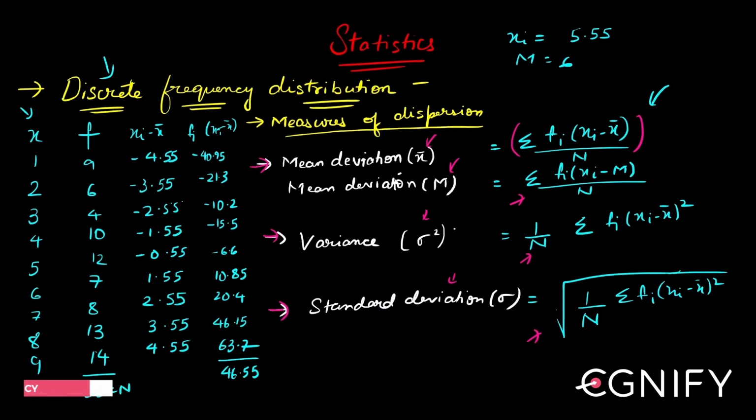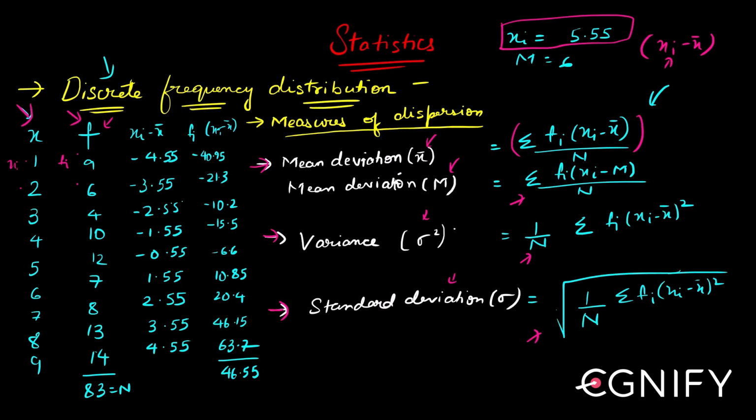So what is sigma fi into xi minus x bar? This is your x, your quantities, your data points, and this is f, the frequency. Every x is called an xi and its corresponding fi exists. So for 1 the fi is 9, for 2 the fi is 6, something like that. Now we've already calculated the mean for this distribution, that was 5.55 in the previous case. After that, what you have to do is make the table of xi minus x bar.